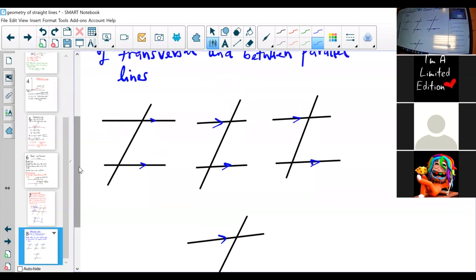So what will my angle then be? If I were to pick this angle here, this angle will be equal to that angle. You see, they lie on opposite sides. That's the first thing. Opposite sides of your transversal and in between parallel lines. They are inside the parallel lines and they lie on opposite sides.